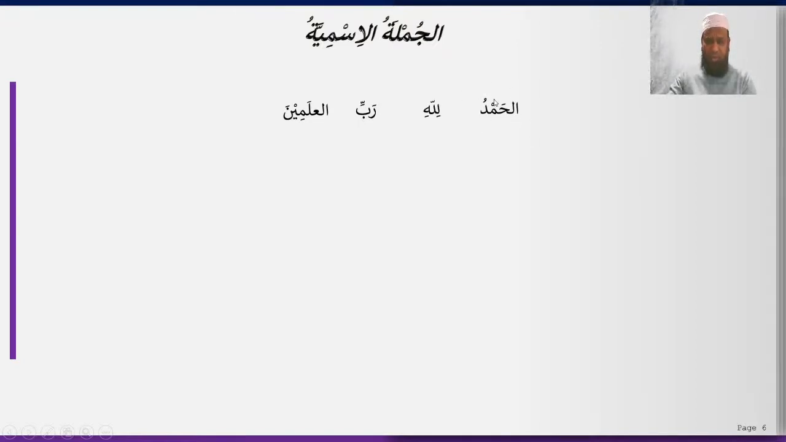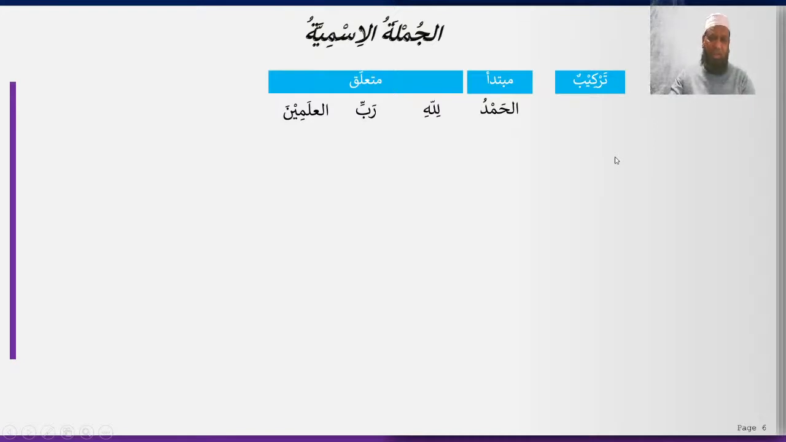There is no fail here. There is no اسم الفاعل. There is no صفة. There is no masdar. Then we have to look for a hidden either fail or اسم فاعل. So let's look at this. الحمد لله رب العالمين. It is a jumla ismiyya because it starts with an ism, حمد, and it is ma'rifa with alhamdu. We analyze the alhamdu as mubtada and the rest will be muta'alliq.